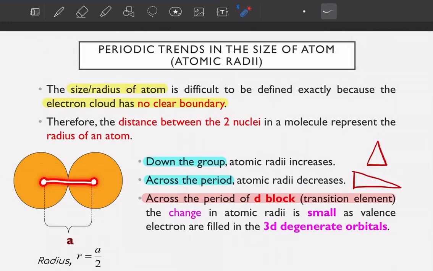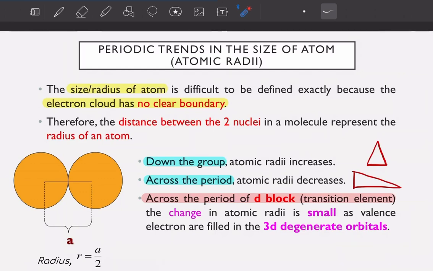So we will measure this length, which is A. To find the radius, we divide by 2, and so we will get the radius. That is just what atomic radii means. So how is the radius defined?